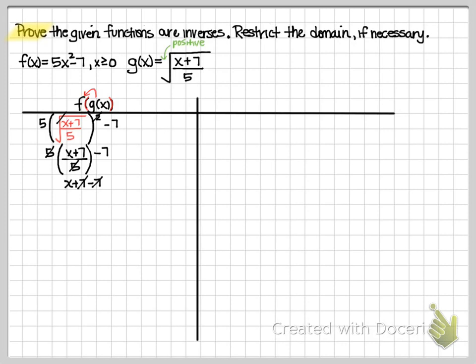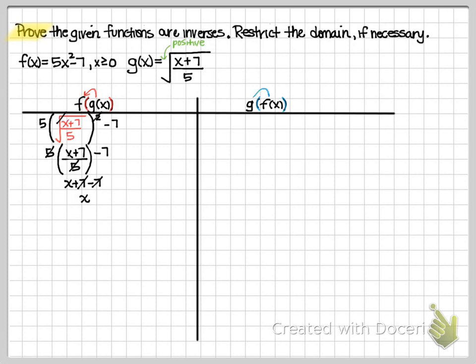Now, the 7s are the last things to go, and I end up with x, which is exactly what I expected to end up with. Now, I got to go the other way. So, in order to prove this, you have to prove both g of f of x and f of g of x. They're both required, and they must both equal x.